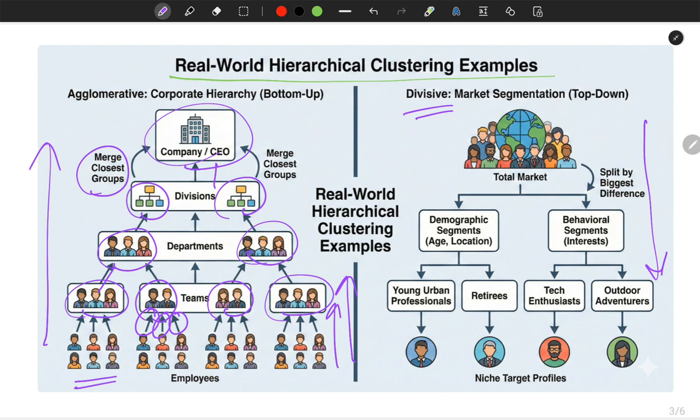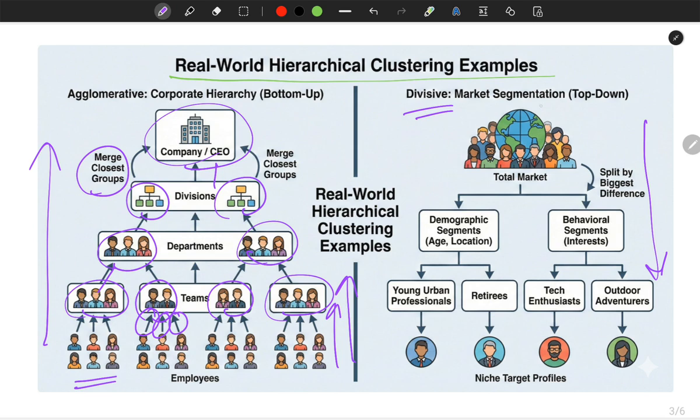This is a real-world scenario where the clusters are formed. The employees, based on their work, how closely related their work is, what kind of project they have taken, what kind of work they do, come together and form a team. Different teams come together and form departments. That way it goes up.